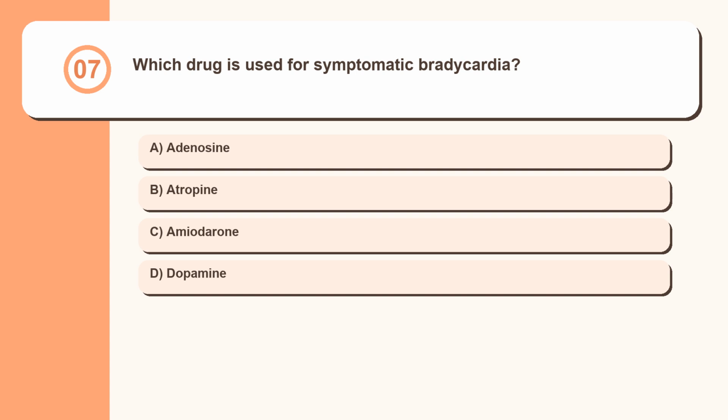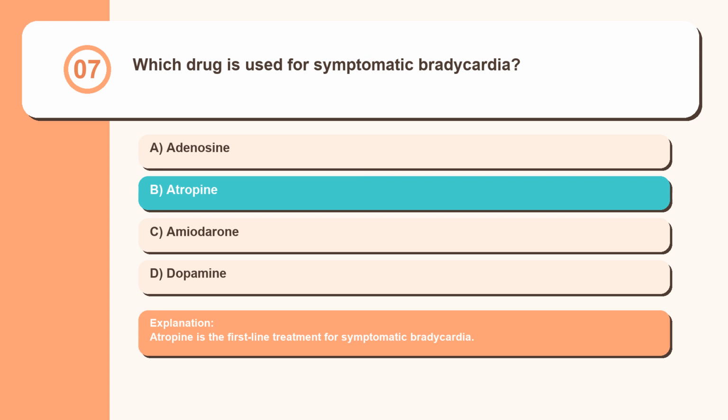Question 7. Which drug is used for symptomatic bradycardia? Adenosine, atropine, amiodarone, dopamine. Atropine is the first-line treatment for symptomatic bradycardia.